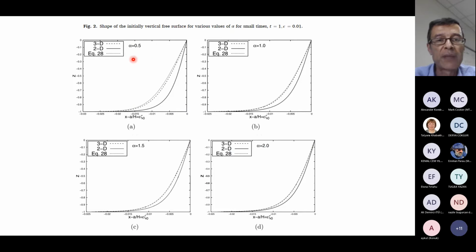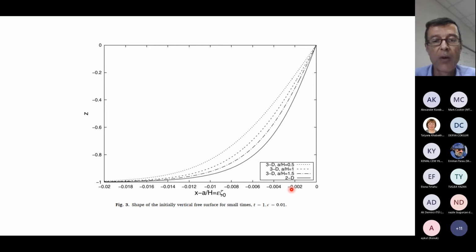Now when alpha is small, that means the radius of the cavity is small compared with the depth, then three-dimensional effects are great. You can see that there is a large difference, but as alpha becomes larger, three-dimensional results are approaching the two-dimensional results. Alpha is 1 here, and 1.5 here, and 2 here. Also, equation 28 and three-dimensional results are getting closer as alpha becomes larger.